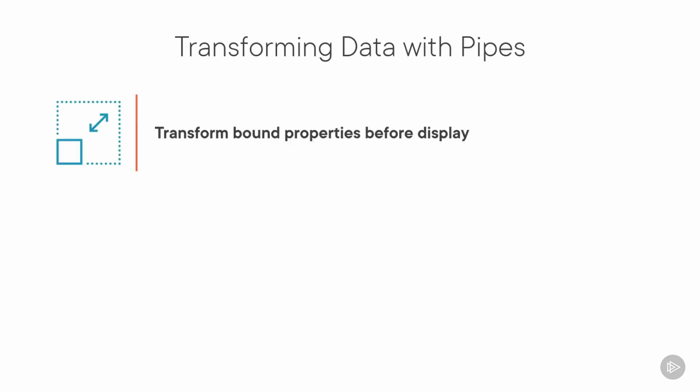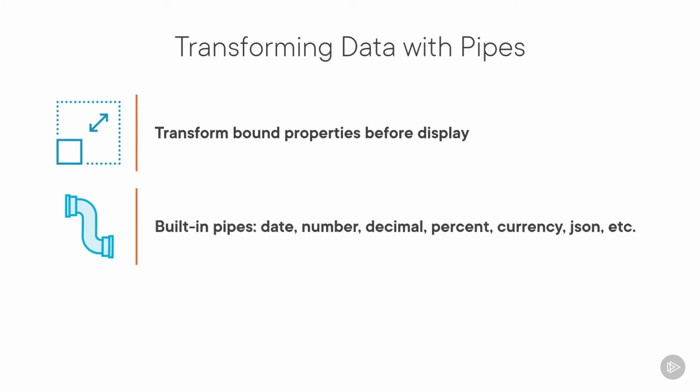Pipes transform bound properties before they are displayed, so we can alter the property values to make them more user-friendly or more locale appropriate. Angular provides some built-in pipes for formatting values, such as date, number, decimal, percent, currency, uppercase, lowercase, and so on. Angular also provides a few pipes for working with objects, such as the JSON pipe to display the content of an object as a JSON string, which is helpful when debugging.